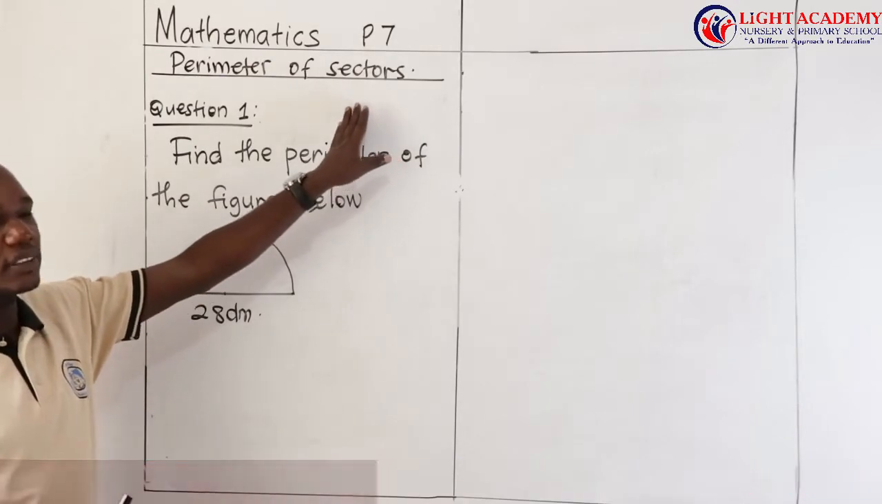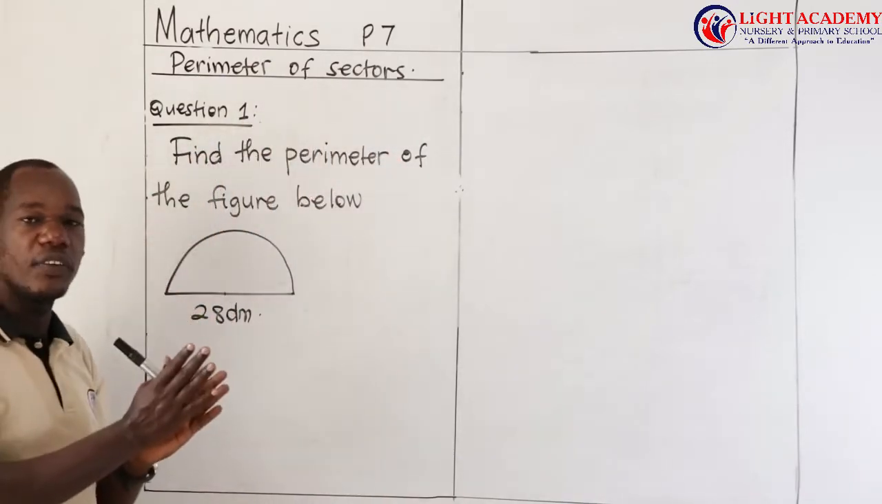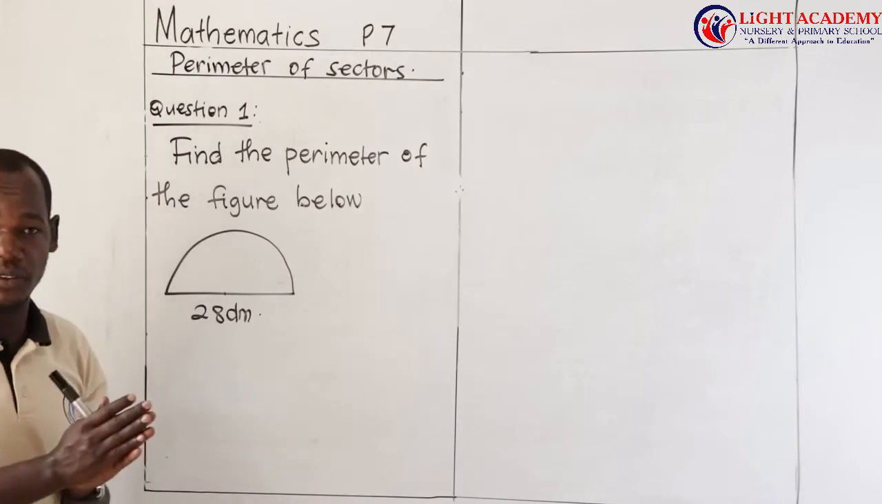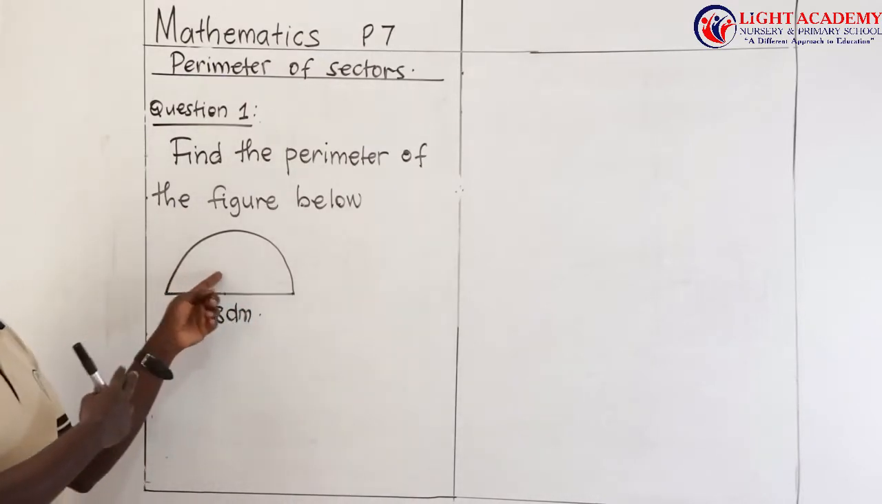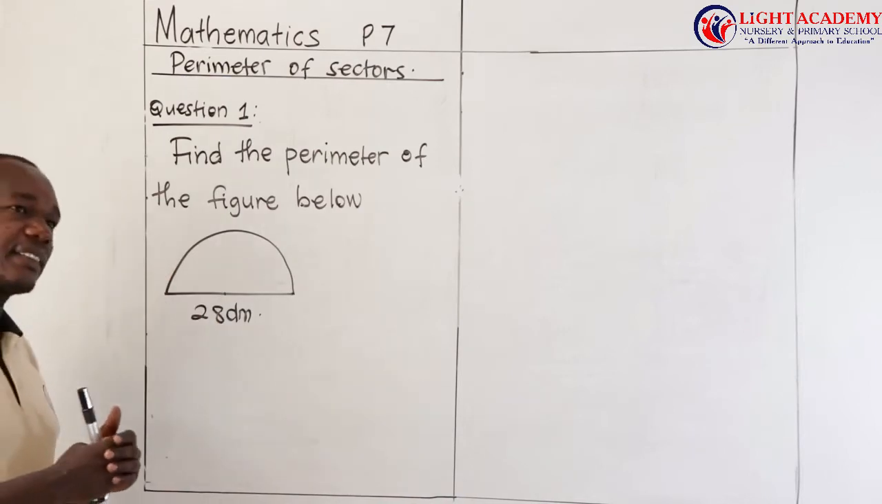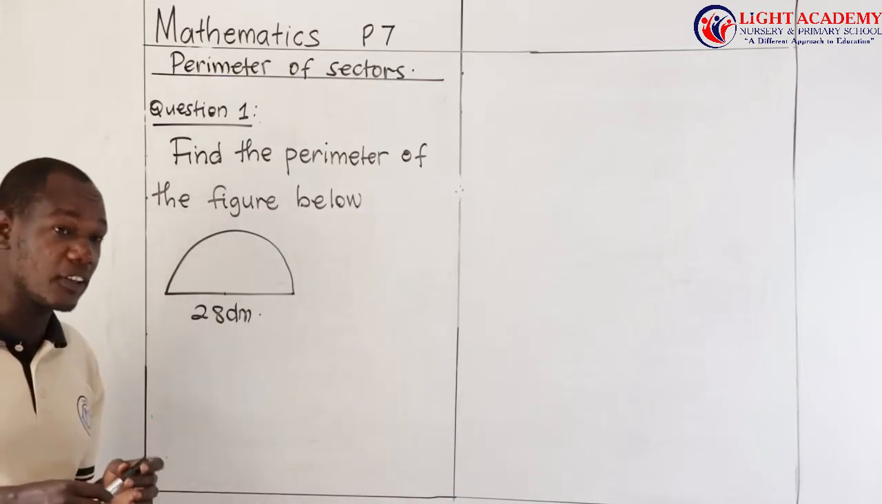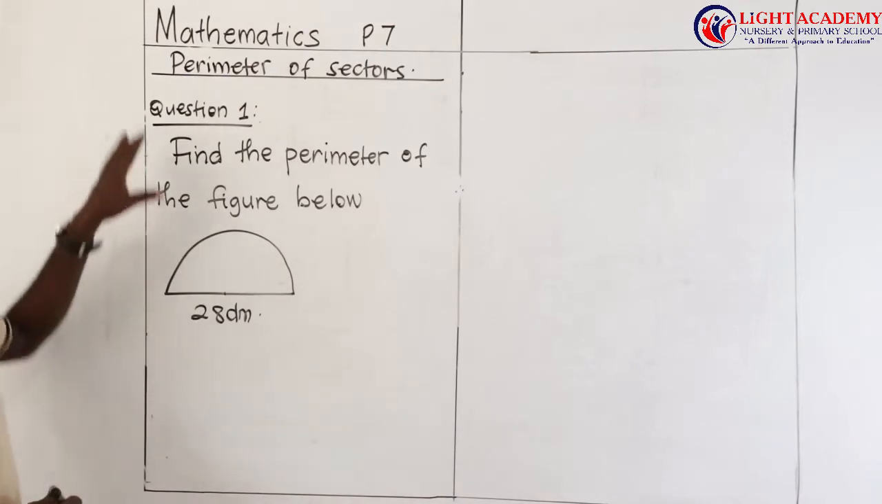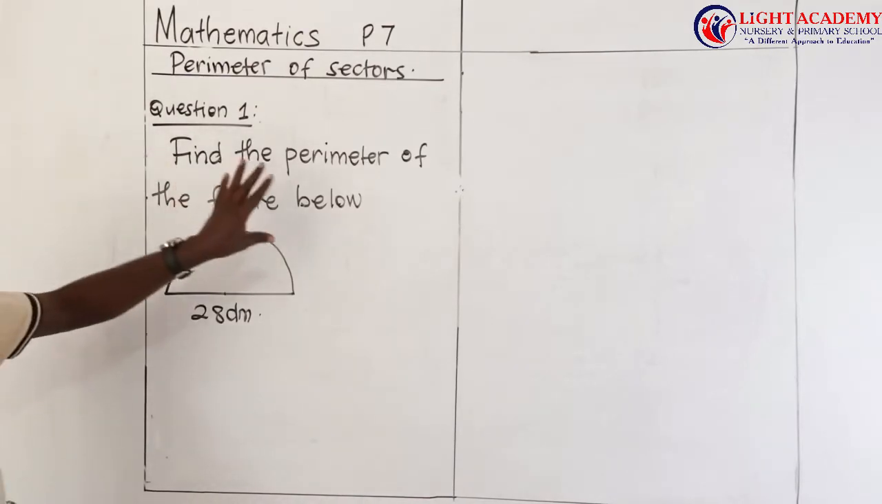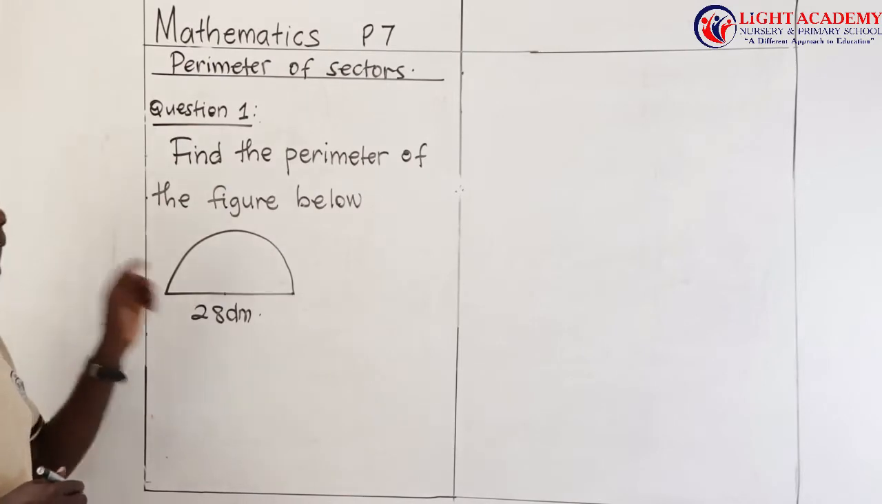Just to remind ourselves, sectors are parts or fractions of circles. There are very many of them. There is a semicircle like this one here. There are quadrants. There are other sectors with specific degrees. But of course, we are going to look at all of them. So in question number one, they say find the perimeter of the figure below.